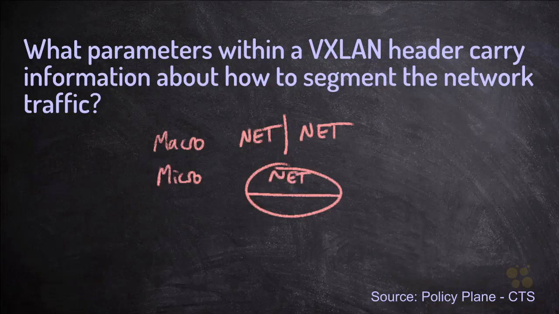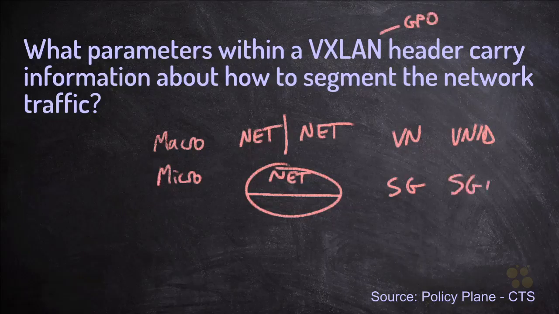Well, we have 2 different concepts and 2 different sets of tags that we use for this concept within the VXLAN header. We have the virtual networks that help us at the macro segmentation level, and we have scalable groups at the micro segmentation level. Now, from a tagging perspective, VXLAN carries the virtual network information in that VNID, the virtual network identifier. And then because Cisco expanded on the VXLAN spec to call it VXLAN GPO or group policy option, we can now carry the scalable group tag or SGT within the header as well.